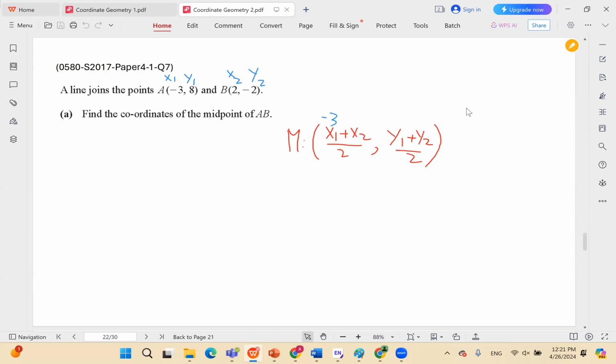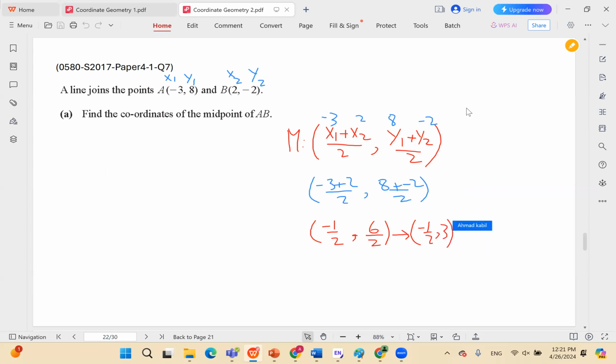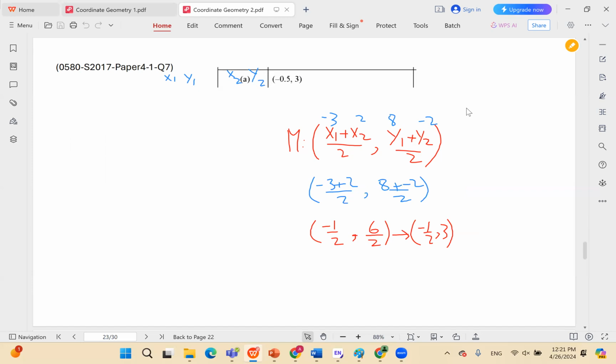So x1 is -3, x2 is +2, y1 is +8, y2 is -2. So here we have (-3 plus 2) over 2, and (8 plus -2) over 2. So -3 plus 2 is -1, so -1 over 2. 8 plus -2 is 6, so 6 over 2. And this becomes (-0.5, 3). And this is the final answer. (-0.5, 3) is the correct answer here.